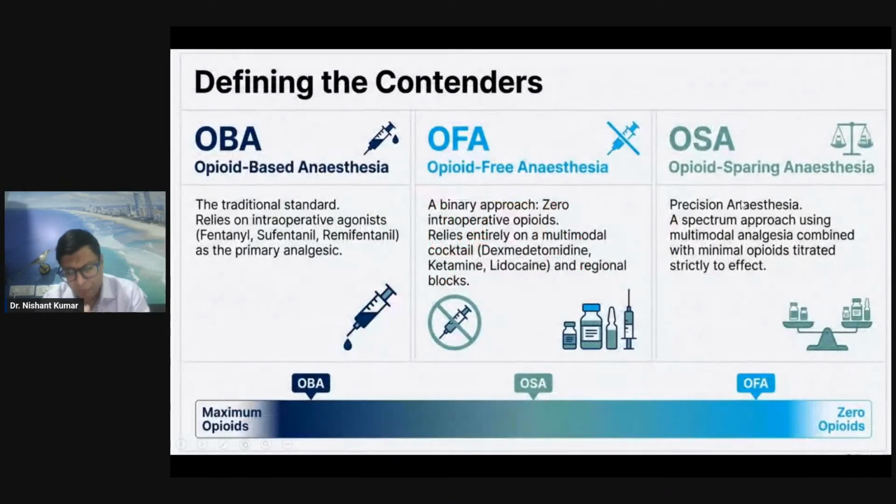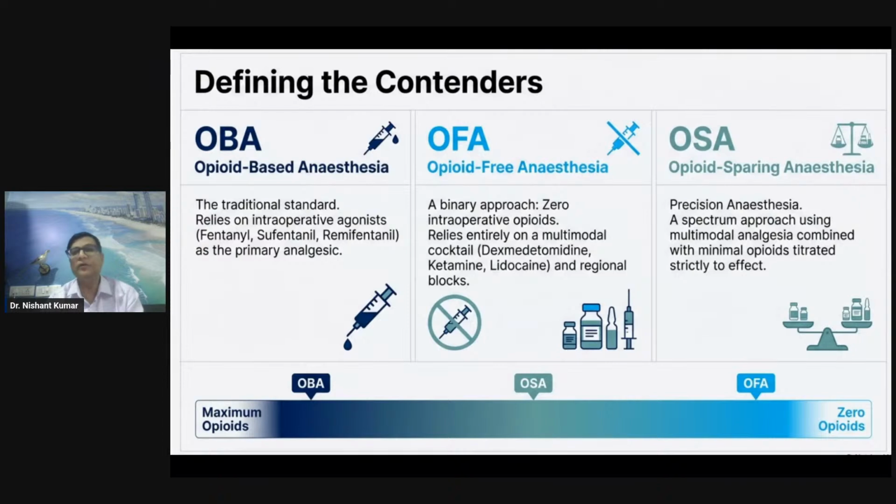So, before moving on to opioid free, let's see some definitions. The traditional approach is the opioid based anesthesia, the OBA, in which we use opioids as the primary analgesics, be it morphine, be it pethidine, be it fentanyl, sufentanil, remifentanil, and others. This is when your analgesia is solely relying on your opioids. So we have the maximum opioids in the intraoperative period, that is opioid-based anesthesia. At the far end is when we don't use opioids at all, that is opioid-free anesthesia. You're not using opioids at all.